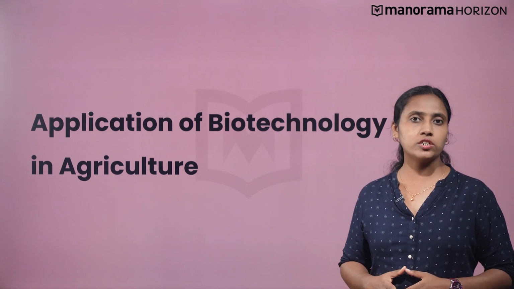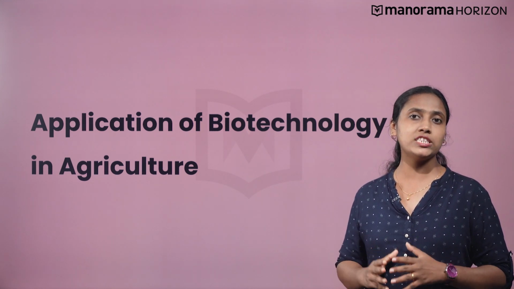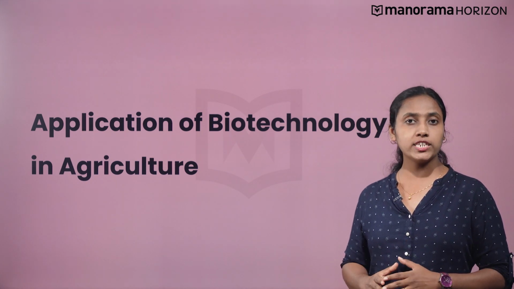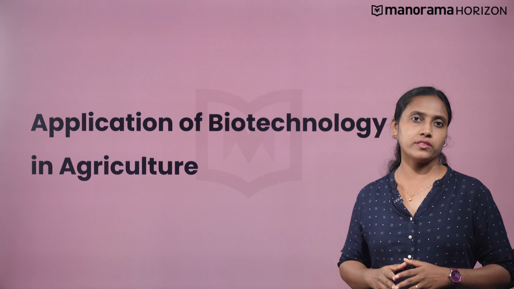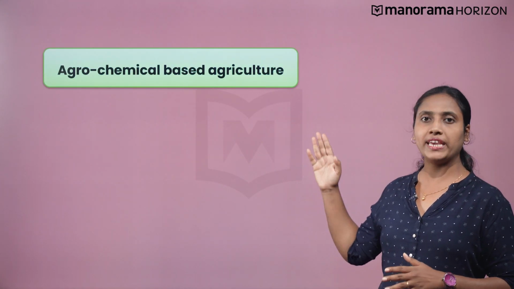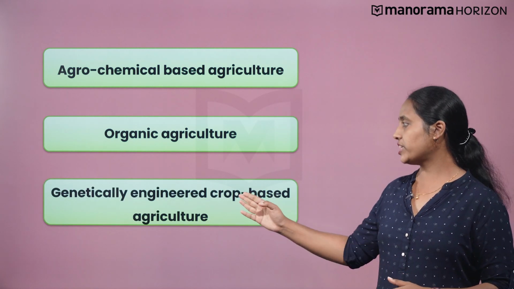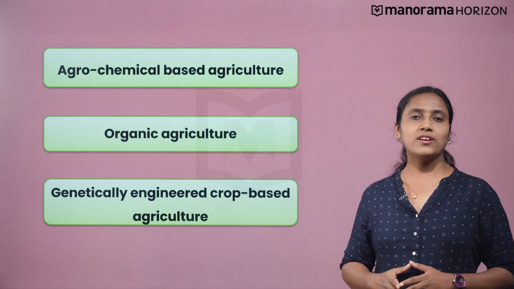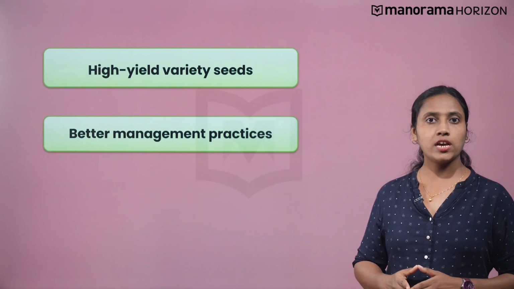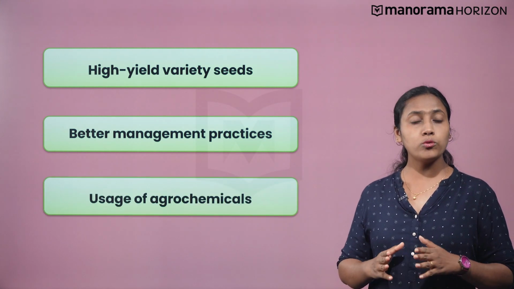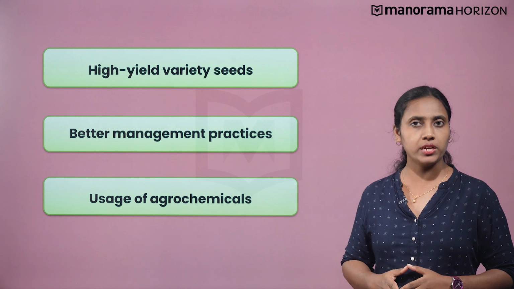In the field of agriculture, biotechnology focuses on the increased production of food crops. Food crop production can basically be increased by three methods. First, by agrochemical based agriculture. Second, by organic agriculture. And third, by genetically engineered crop based agriculture. For agrochemical based agriculture, the Green Revolution was initiated in India to increase the food production. It succeeded in increasing the production by 3 times by using high yielding variety seeds, better management practices, and most importantly by the usage of agrochemicals.